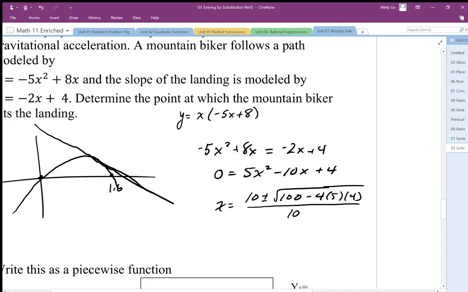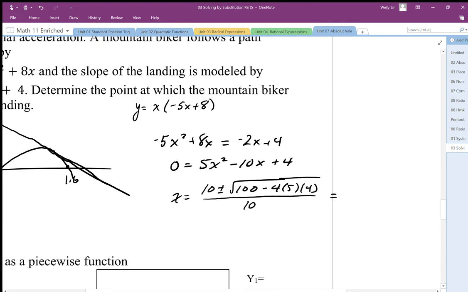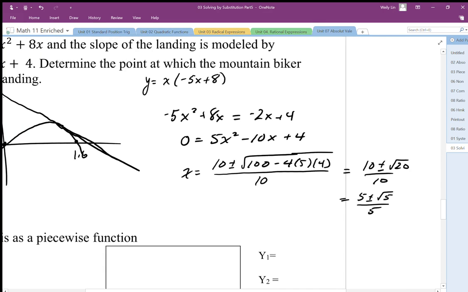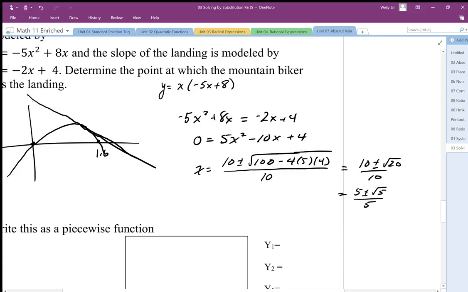Okay, so then simplifying this, I end up with 10 plus or minus the square root of 100 minus 80, so square root of 20, over 10, and it simplifies to 5 plus or minus square root of 5 over 5. Okay, so there's my solution. This is approximately equal to 1.44. So it's going to be a point somewhere here, 1.44.